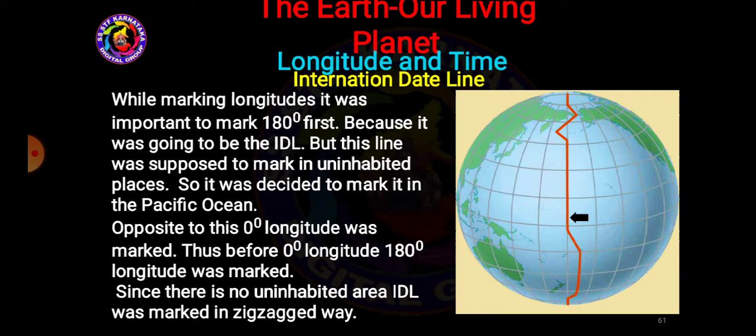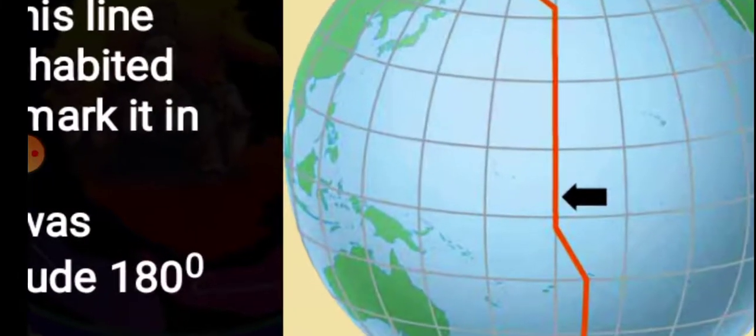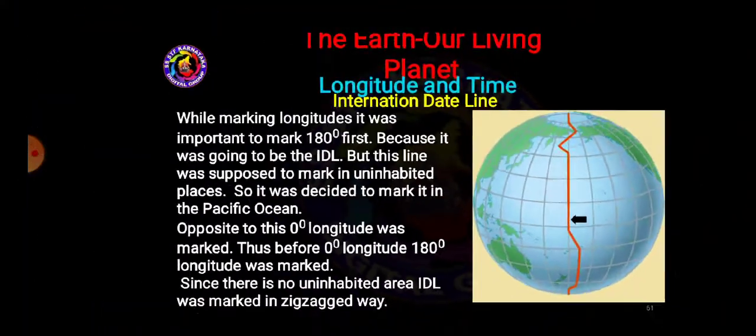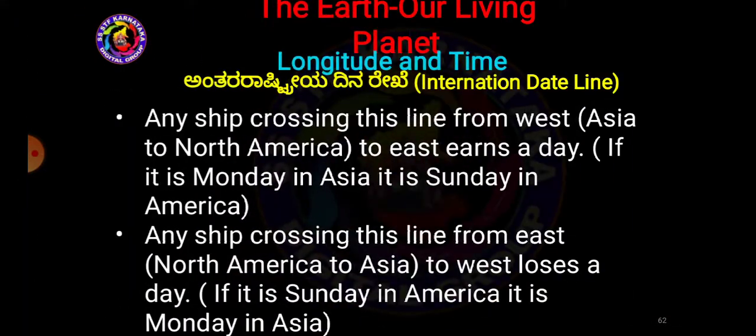Since there is no uninhabited area everywhere, IDL was marked in a zigzag way. You can see that here the line is in zigzag, not a straight line. Any ship crossing this line from west, that is Asia, to east, North America, gains a day. If it is Monday in Asia, it is Sunday in America. Any ship crossing this line from east to west, that is North America to Asia, loses a day. If it is Sunday in America, it is Monday in Asia.